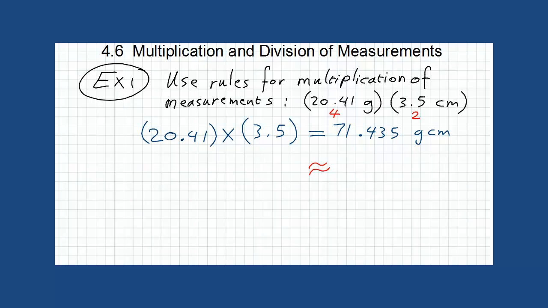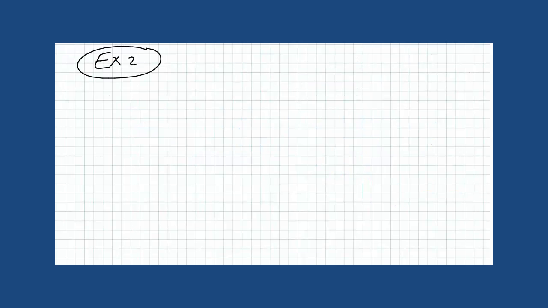Looking at the two accuracies, the least accurate measurement is 3.5, which has accuracy 2. So you round your result to accuracy 2. We count from the left, 1, 2, and then we stop here, looking at the number on the right. It is less than 5, so we will not change the number 1. Our rounded result would be 71 gram centimeter. Let us see another example.